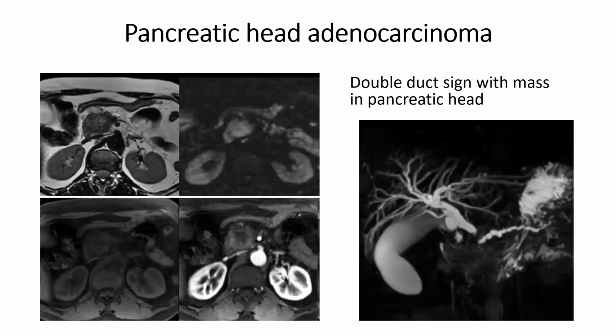Then adenocarcinoma of the pancreas generally appears as a pancreatic head mass, and it's a T2 hyperintense region, usually shows diffusion restriction, T1 hyperintense, and shows mild post-contrast enhancement. And in the MRCP, typically you see a double duct sign, that is a dilated MPD as well as a dilated CBD.